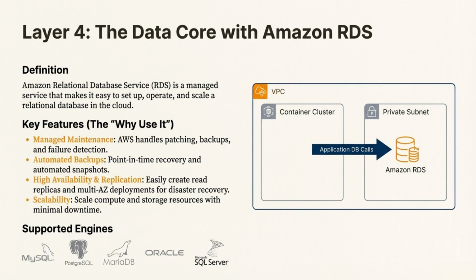Layer 4, the data core with Amazon RDS. Amazon Relational Database Service, or RDS, is a managed service that makes it easy to set up, operate, and scale a relational database in the cloud. Key features: managed maintenance. AWS handles patching, backups, and failure detection. Automated backups. Point in time recovery and automated snapshots.